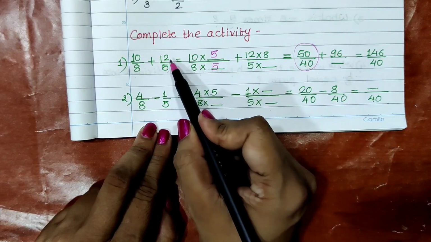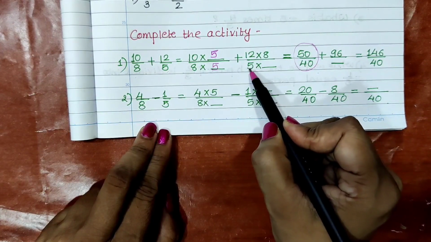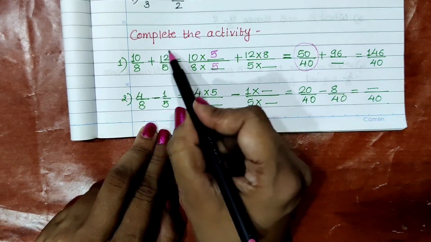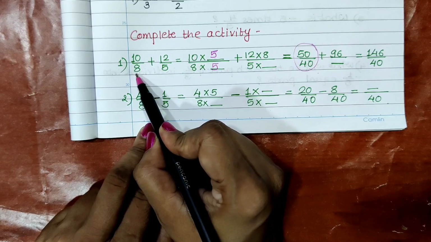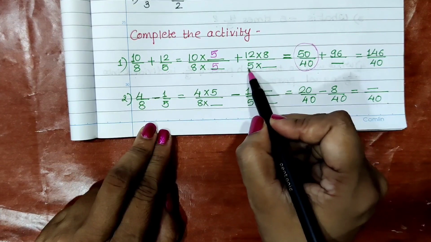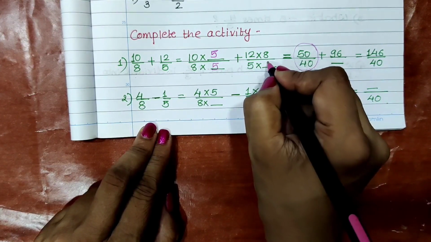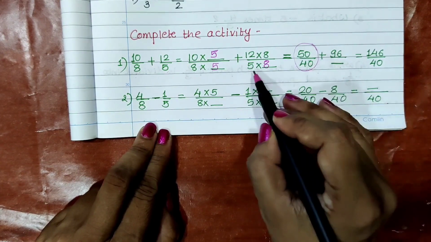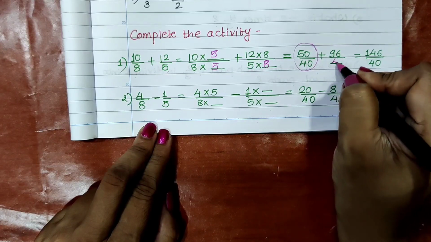Now let us see the second fraction, 12 upon 5. We have to multiply it by the denominator of the first fraction. So 12 is multiplied by 8. That means 5 also we have to multiply by 8. So 12 8s are 96. Answer is given. 5 8s answer will be 40.